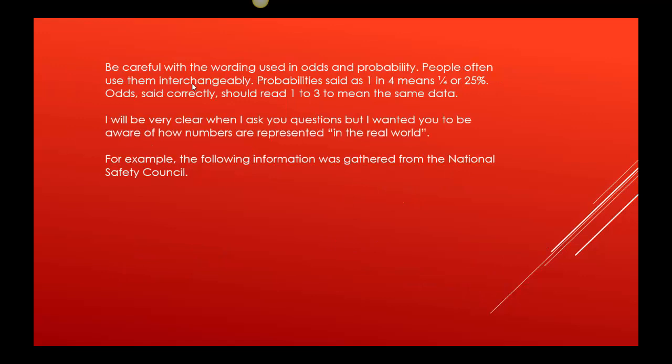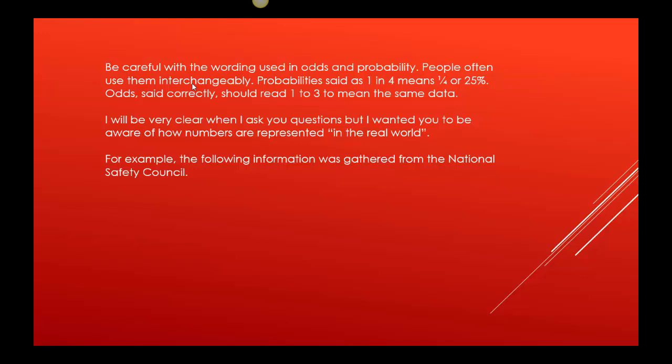Just want to note that you need to be careful with the wording used in odds and probability. People often use them interchangeably, which is incorrect. Probability said as 1 in 4 means 1 over 4 or 25%. Odds said correctly would read 1 to 3 for the same data. I will be very clear when I ask you questions, but I want you to be aware of how numbers are represented in the real world.